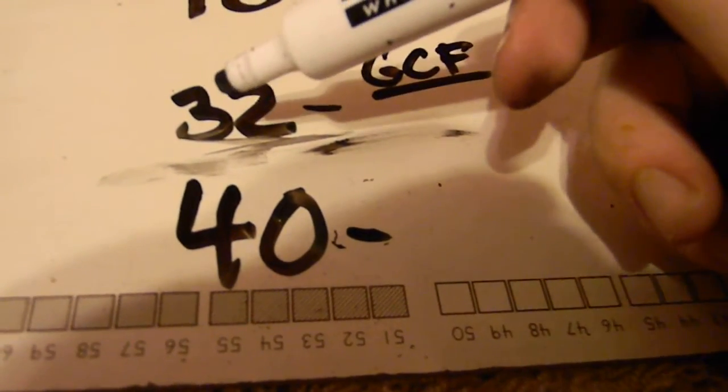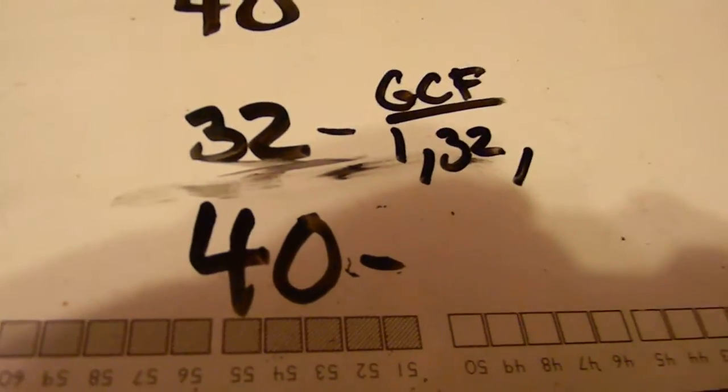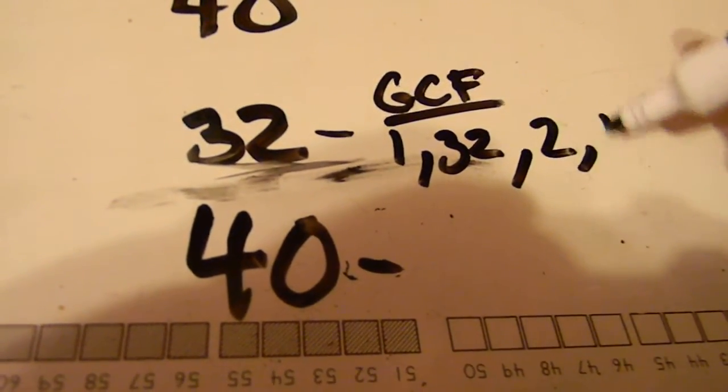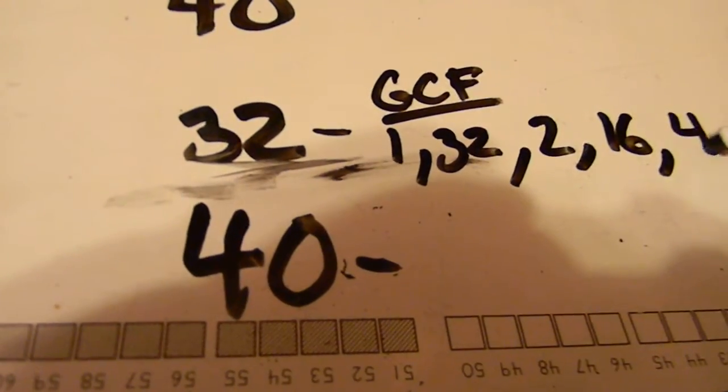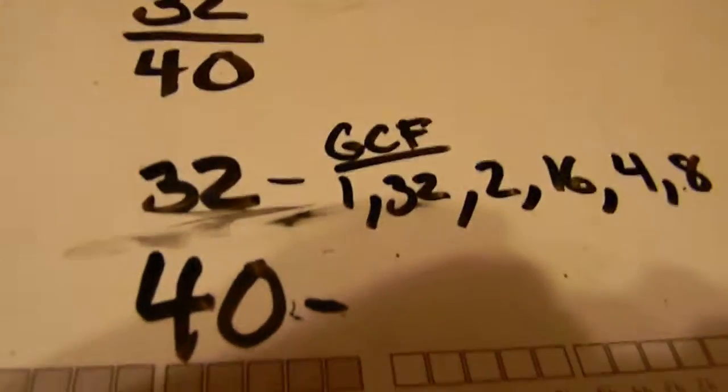So what I want to think about is this. What numbers can I multiply together to get 32? And I'm just going to start making a list. I always start off with 1 in the number. So 1 and 32. And then I have 2 and 16. I have 4 and 8. And that's all I can think of, okay?